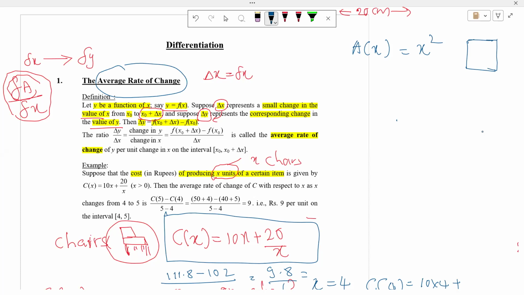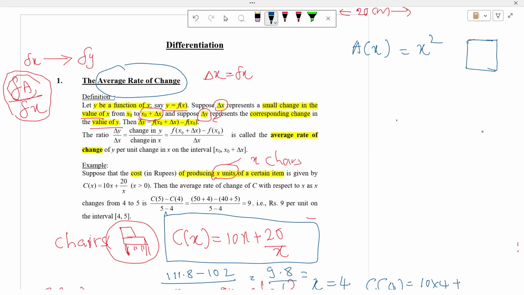Don't think too much about differentiation. We haven't moved to differentiation up to now, right? We are just finding the average rate of change. Now I'm giving you a function A of x is equal to x squared. It means the function between x and the area. If you increase or decrease the length of one side of a square, depending on the increase or decrease, your area will change. Do you agree with me?